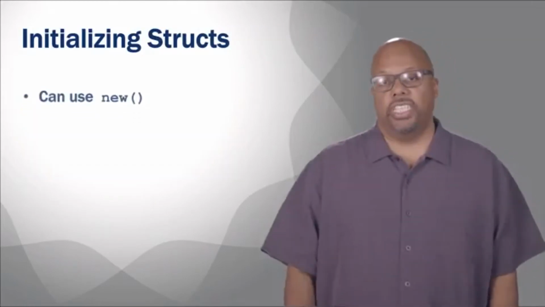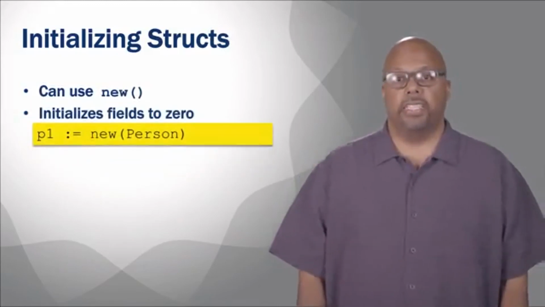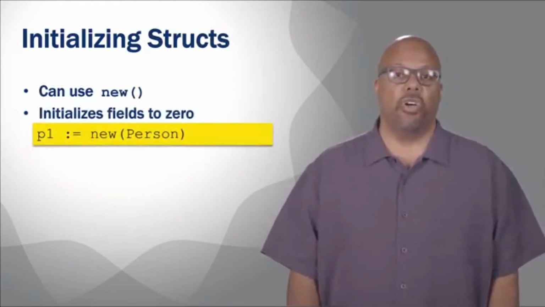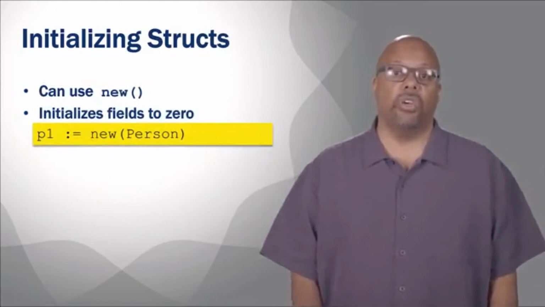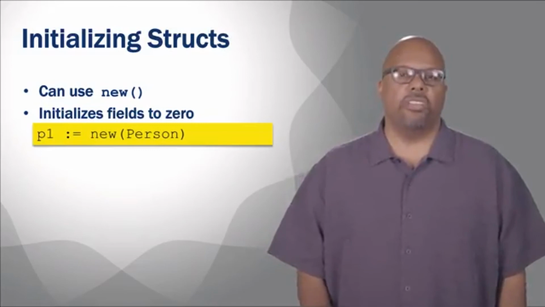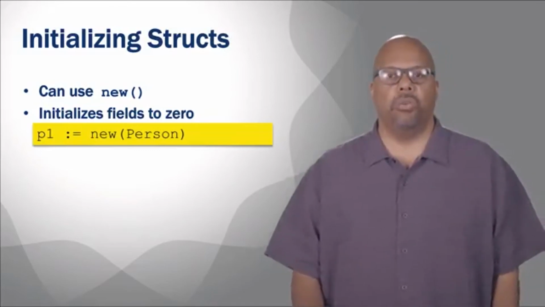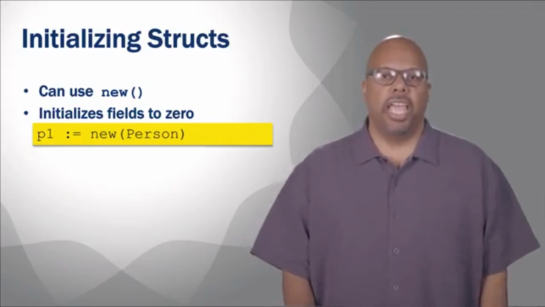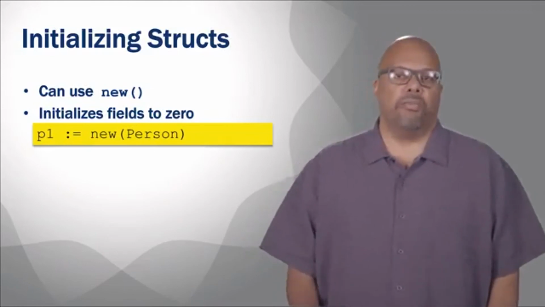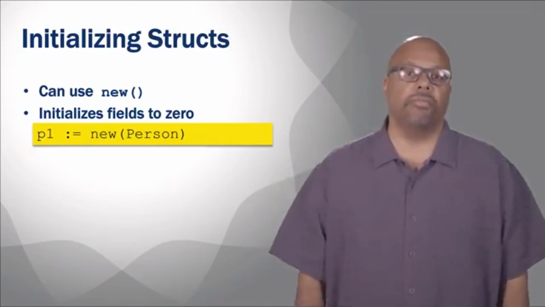Initializing structures. You can initialize them using the new function. One way to make a sort of an empty struct, it initializes all the fields to zero values. So like in this person structure, the values are all strings, right? So the zero value is going to be empty string. So I can say p1 colon equals new person, and it'll make a new person that's empty. This will zero it out. So the name, address, and phone number will all be empty string.